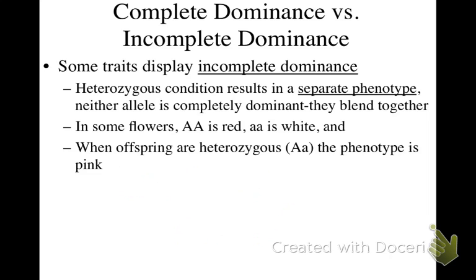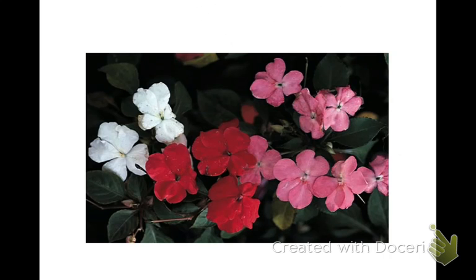And what it actually looks like is this. You have red flowers, you have white flowers. When you mate the red and white together, they are pink. What if I mated 2 pinks together? So let's try that out. What is the genotype of pink? Big A, little a.